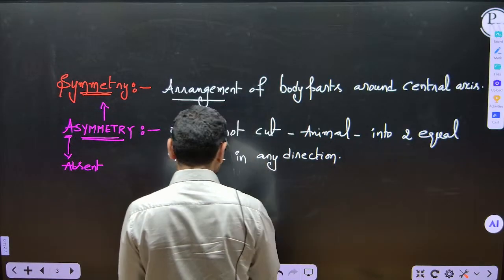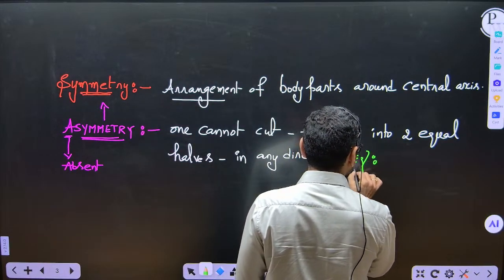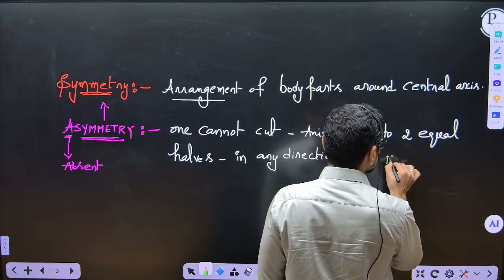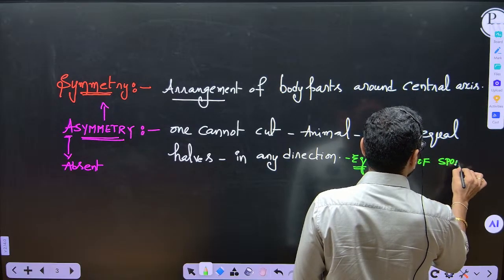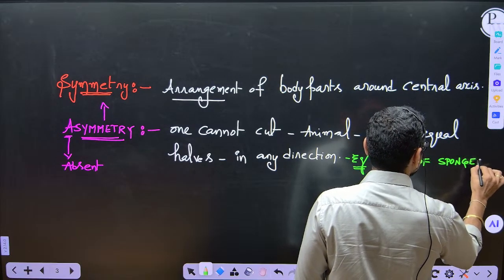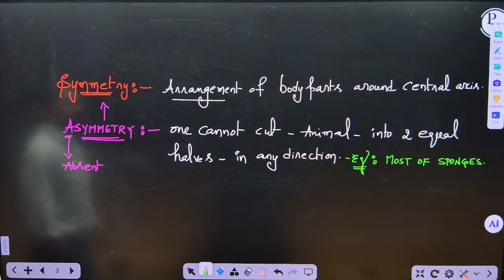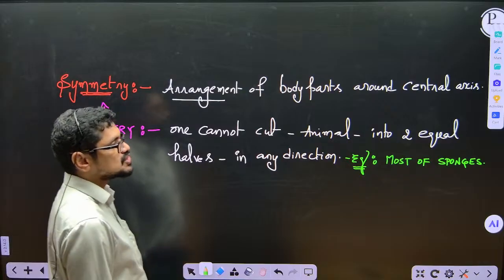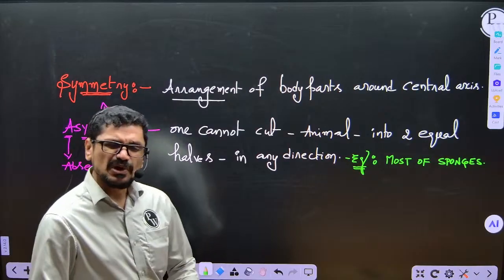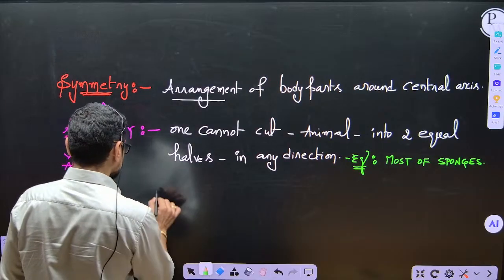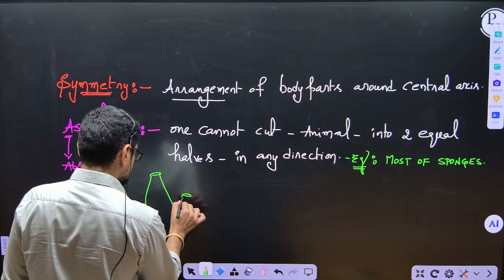Example. What is the example? Most of the sponges. So we cannot cut the animal into two equal halves in any direction. Example, most of the sponges. That is asymmetry. You know, sponges are a type of animal. Let me show you some sponges. So this is one sponge.